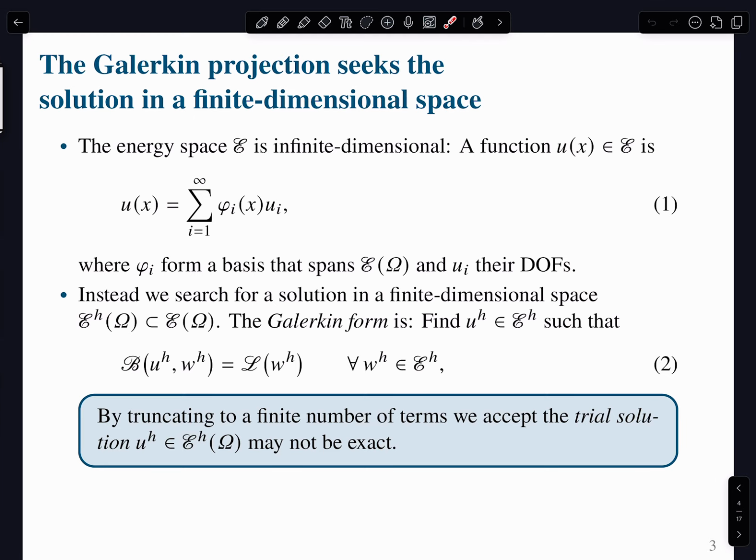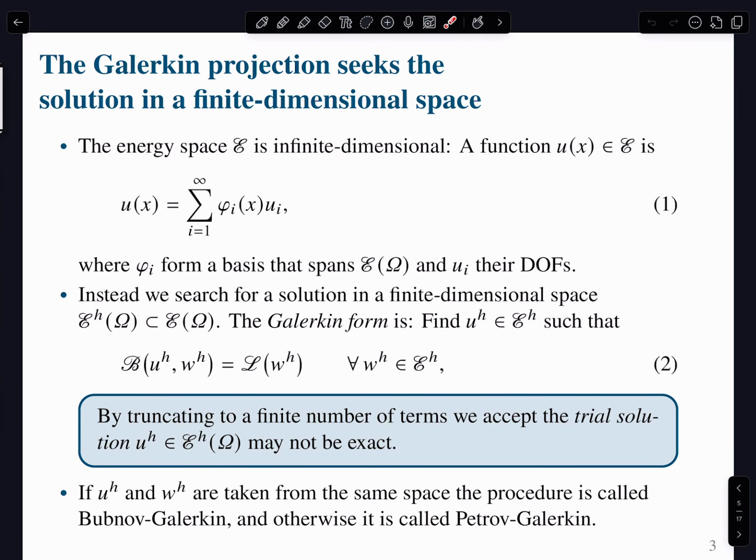All right. Okay, so let's look at the Galerkin projection, because now what we're going to do is we're going to take U superscript H and W superscript H, and I'm going to take them from the same space, right?